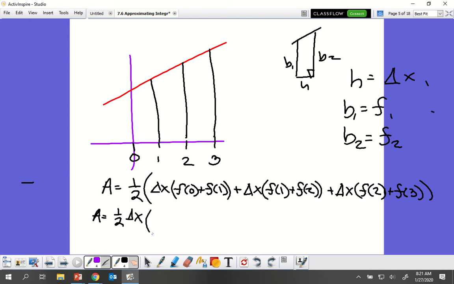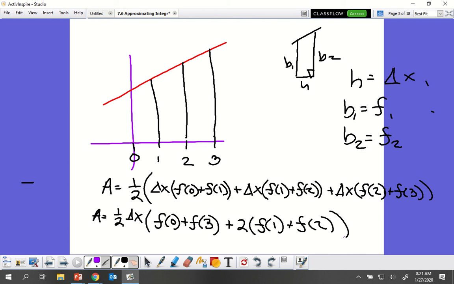So I have the left side and the right side. So I have F of 0 plus, the far right is F of 3, because I only have 1 of each of those. But I have 2 of these other ones, so it's plus 2 times F of 1 plus F of 2. So what I just did there, by algebraing the crap out of this, is the actual formula.